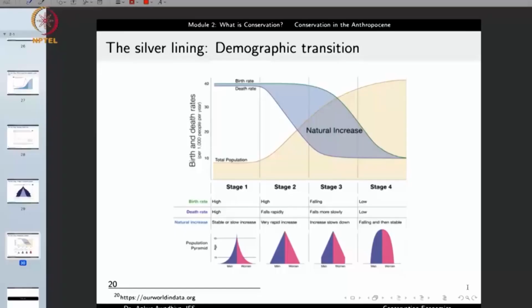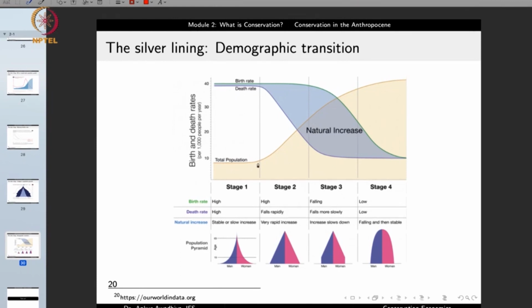So in this stage, we have a society that has a decreasing death rate, but still continues to maintain a high birth rate. So more babies are born and fewer people die. So in that stage, we will start seeing an increase in the population. So the total population will start to increase.